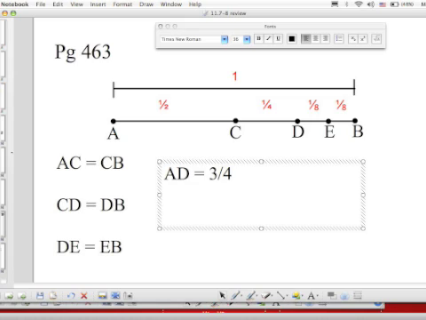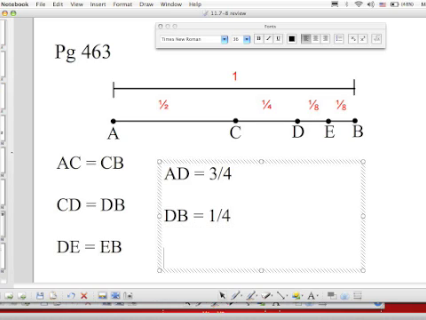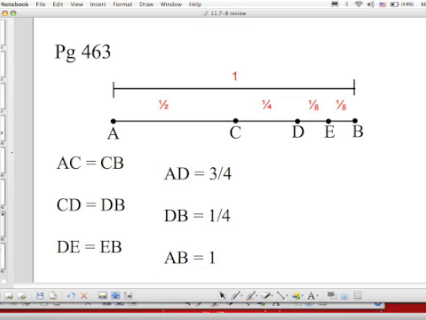What is the probability that it would be located on segment DB? The entire length of DB is 1/4 divided by 1. What is the probability that it would be located on AB? 1, or 100%.